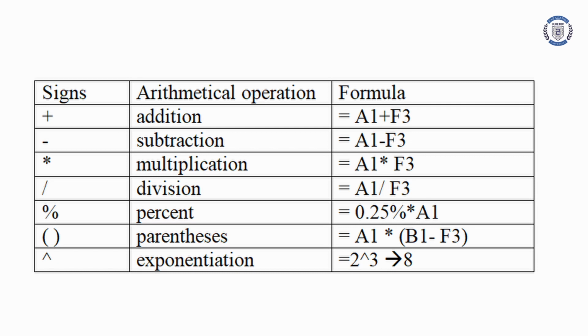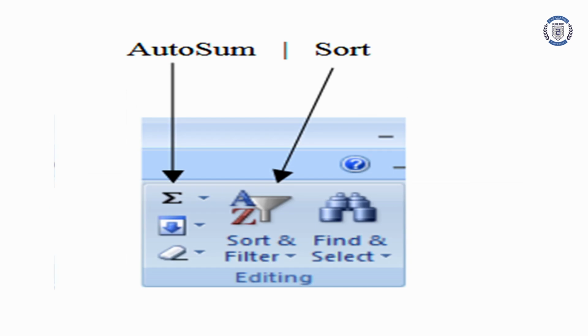You can calculate the percent of numbers and the exponential of numbers, and use the equation characters and parenthesis characters. You can calculate from the AutoSum button and sort the data by using the mouse. Select Sort and Filter. Select Custom Sort.